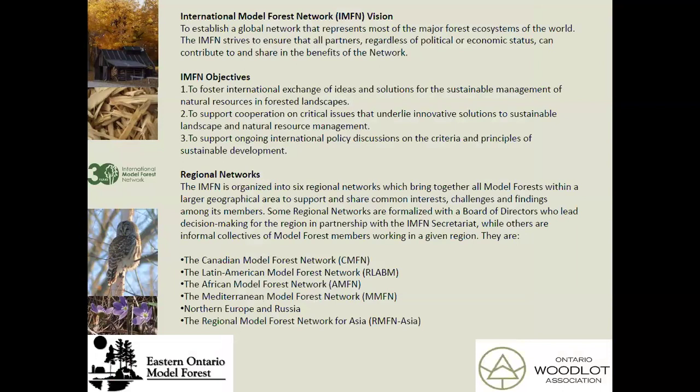Just to give some context overall for those not overly familiar with the International Model Forest Network. Very strong vision, mission, objectives. There are several regional networks. It's well established, and it's been around for 32 years now. It celebrated the 30th anniversary 2 years ago, and it works well. It has 60 members, and I think that's growing. And Eastern Ontario Model Forest is proud to be part of that network.